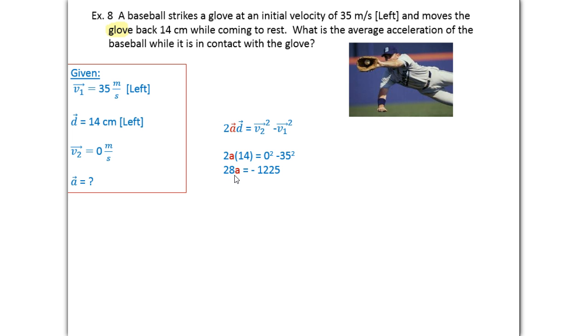To find your acceleration, divide both sides by 28, and you get negative 43.75 meters per second squared to the left, or 4.4. Sorry folks, that should be 4.4 times 10 to the 1 meters per second to the right. So 4.4 times 10 to the 1 meters per second to the right. And when I upload the notes, I'll have that correction there.